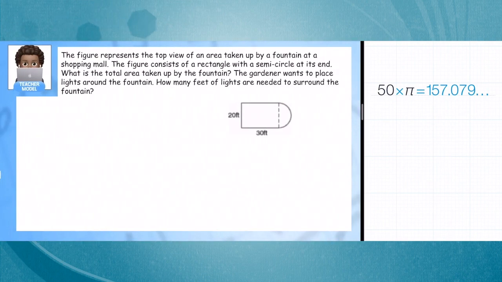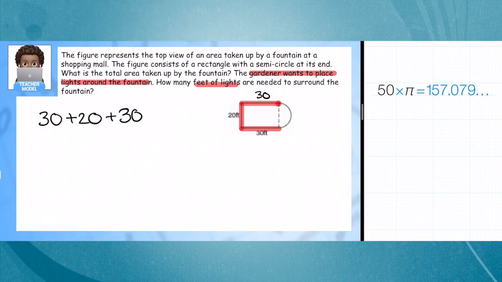And let's do the second part now, where the gardener wants to place lights around the fountain. How many feet are needed to surround the fountain? All right, so let's just think about this. Sometimes I used to tell this story kind of like if a little ant was marching. If an ant, I'm going to do this part here. He'd march this part, and this part. His distance would be what? He would have gone 30 plus 20 plus 30. So already he's gone 80 feet.